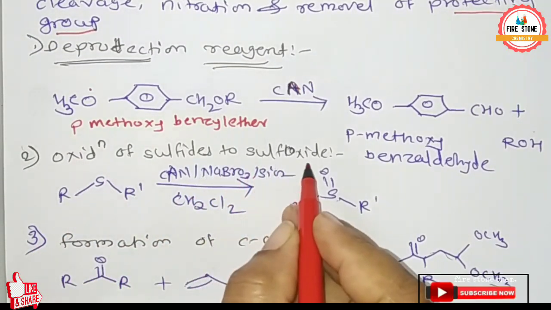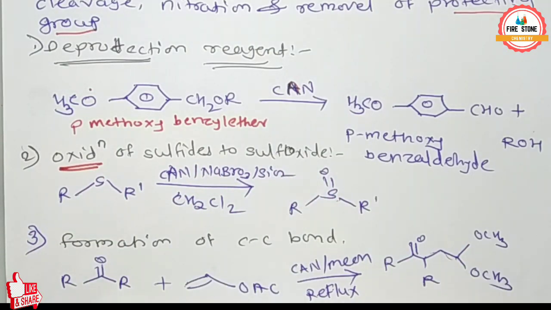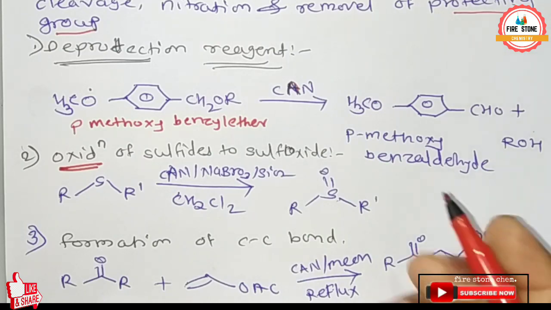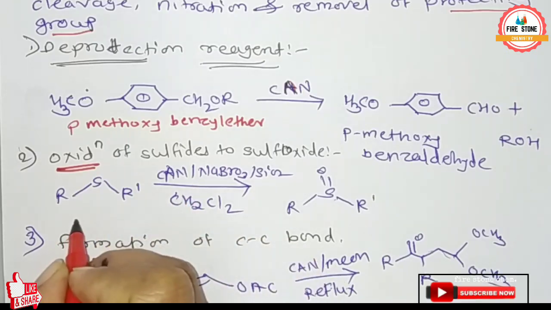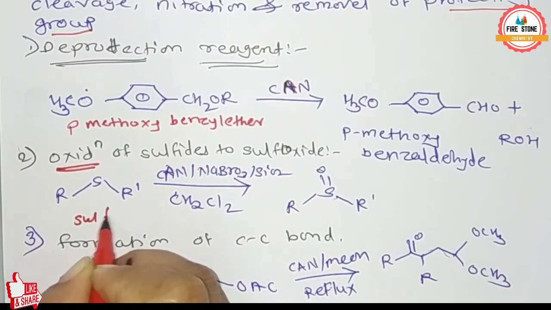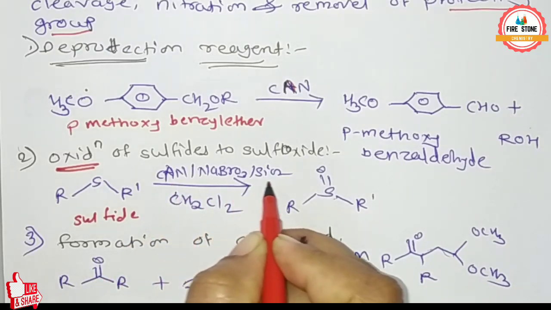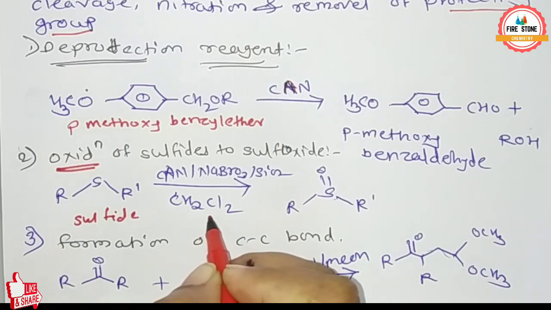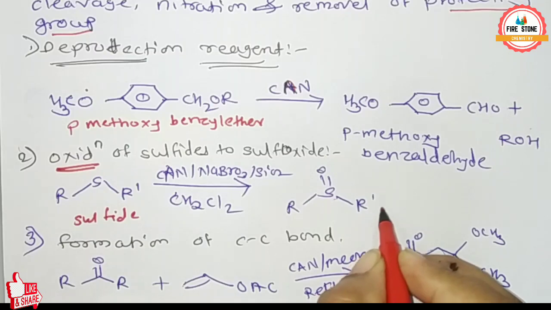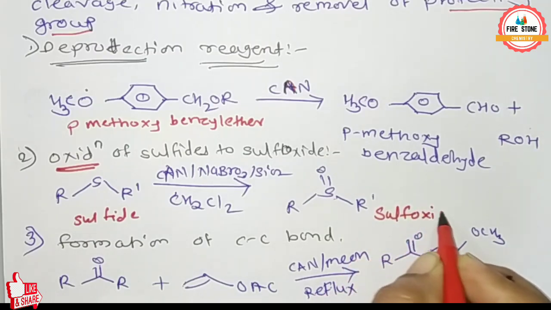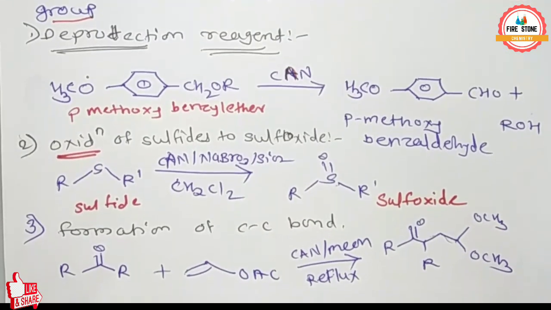Again, oxidation of sulfide to sulfoxide. So CAN also plays a role in oxidation. This is the sulfide, R-S-R'. Here CAN, NaBrO3, SiO2 and CH2Cl2, and we get sulfoxide as a product. So here oxidation of sulfur takes place.